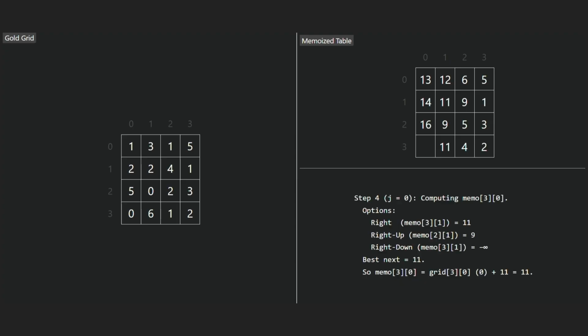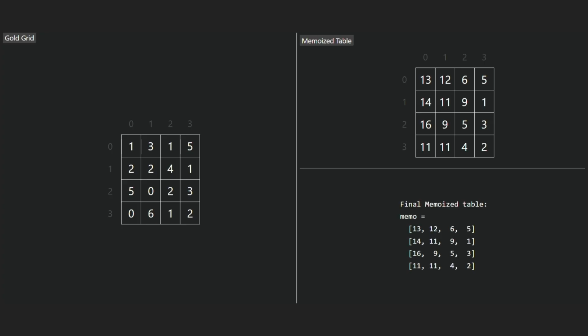Row 3 picks between memoized table at 3 cross 1 equals 11 and memoized table at 2 cross 1 equals 9. 11 plus grid at 3 cross 0, which is 0, equals 11. At the end, the first column reads 13, 14, 16, 11.